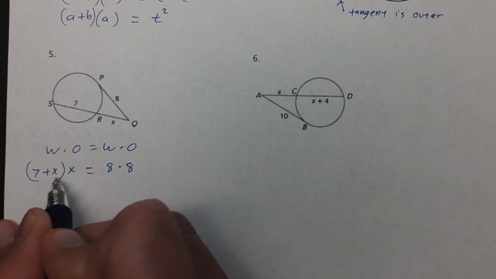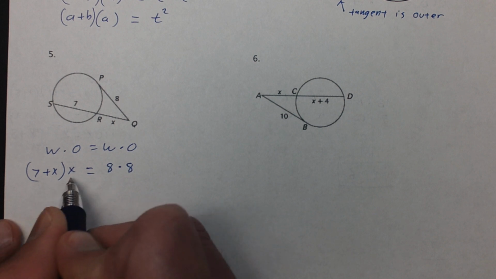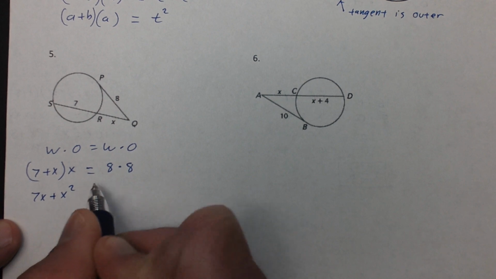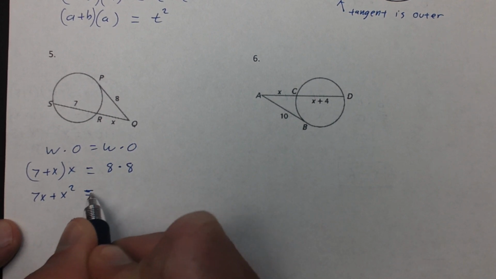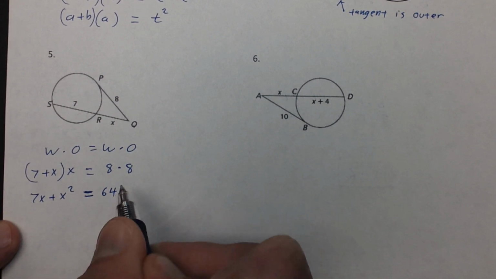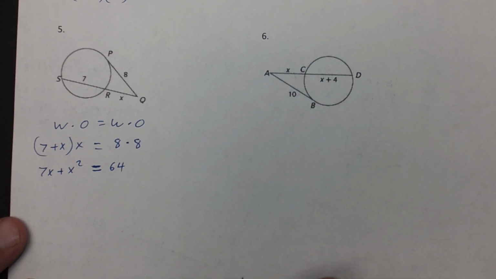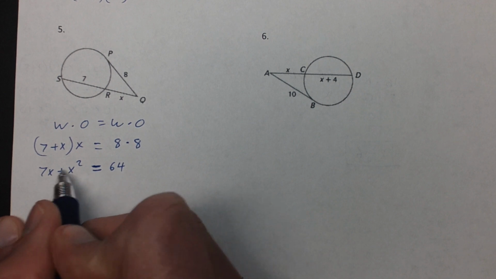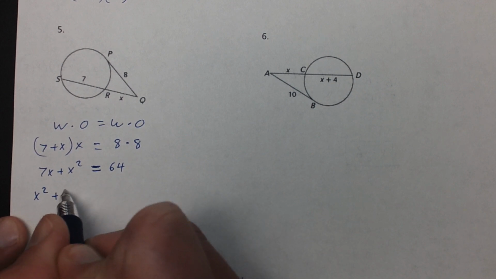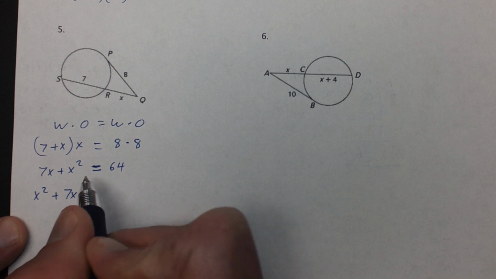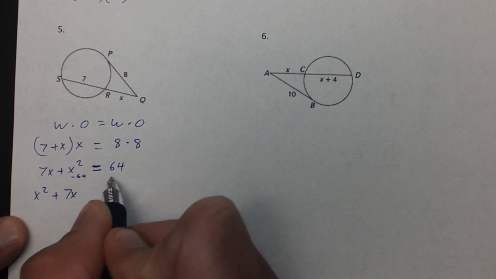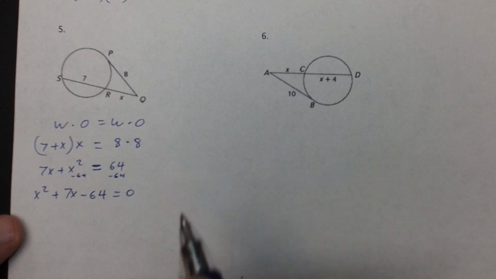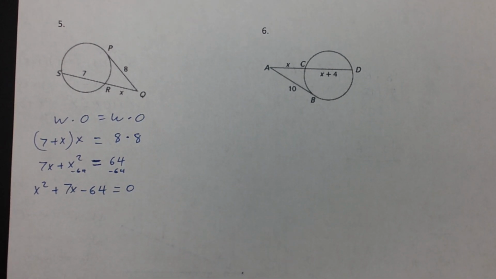So that is all ready to go, and now we can just distribute. I'm going to distribute this, I guess I'll go in order. 7 times x is 7x. X times x is x squared. And then 8 times 8 on the other side is equal to 64. And I want to rearrange this in normal order. So I'm going to move my x squared to the beginning, plus 7x. And then the 64, I'm going to subtract from both sides, and I have something that I can work with.